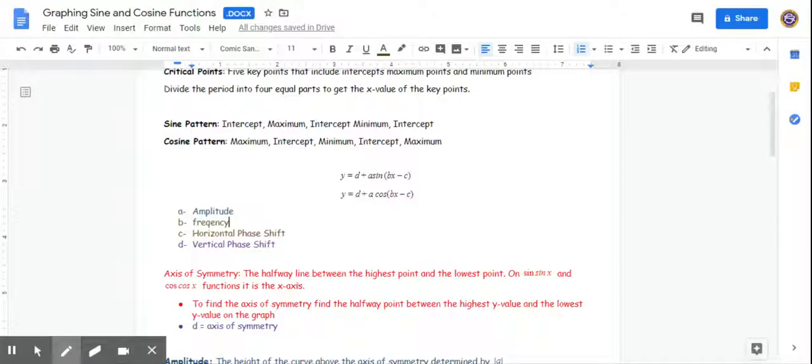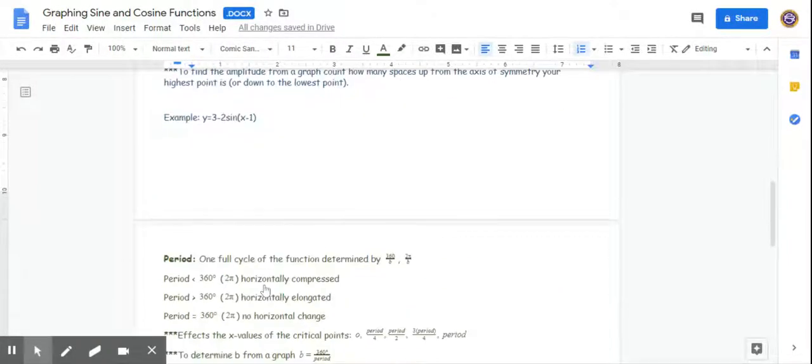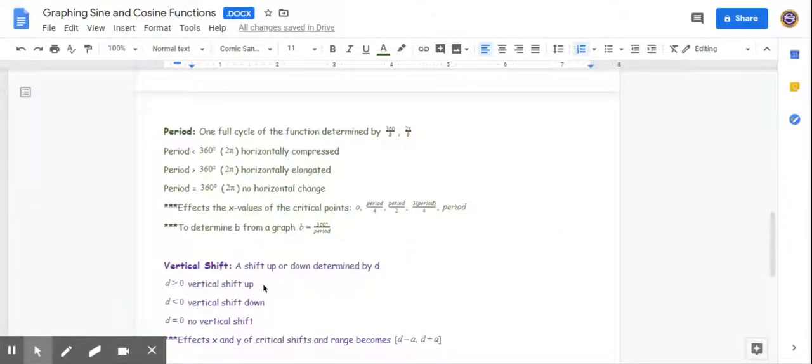So now taking a look at these functions, we are going to hone in on B for this video. And B is what we call the frequency. So the frequency is always the number that is in front of X. If there's not a number there, that means your frequency is 1. And the frequency is going to help us find the period.